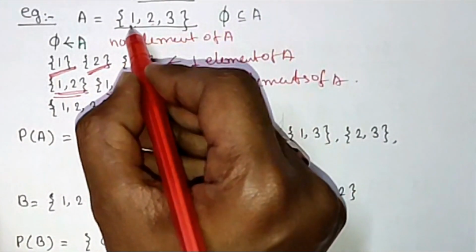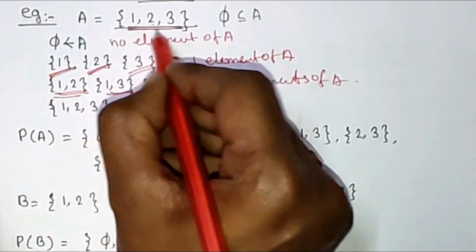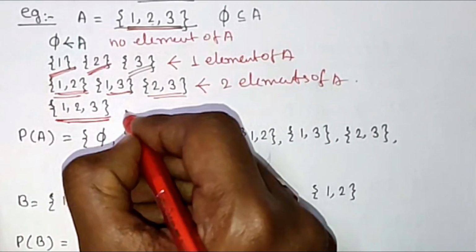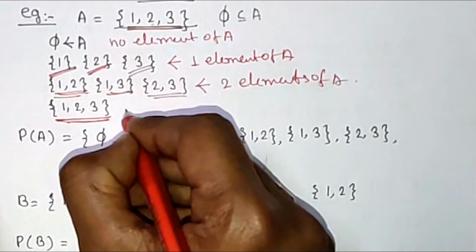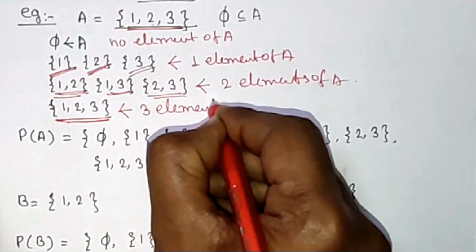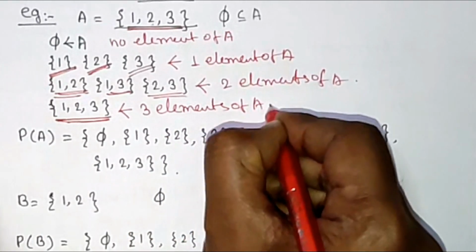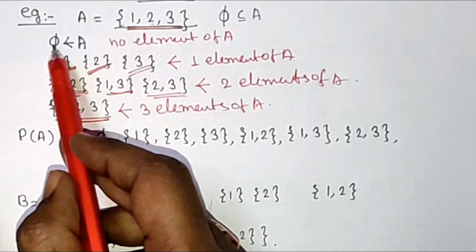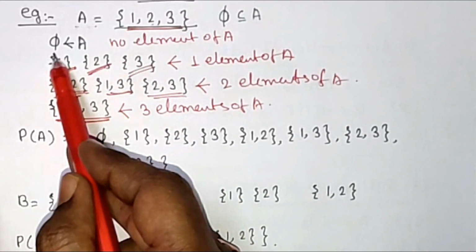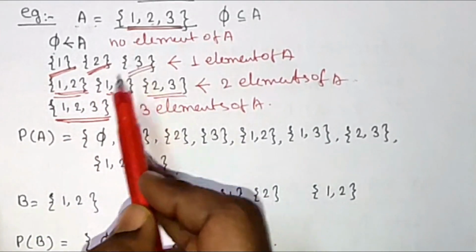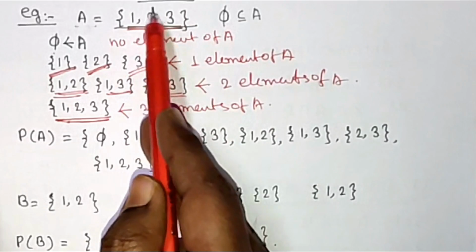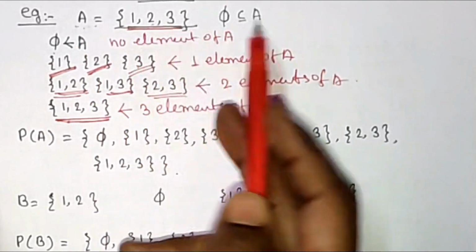Now if we take the three elements, that is all the elements of A, then we will get {1, 2, 3}. This is also a subset of A, here taking three elements of A. These are all the possible subsets of A, that is taking no element, taking one element, taking two elements, and taking three elements, and the maximum number of elements of A is 3.